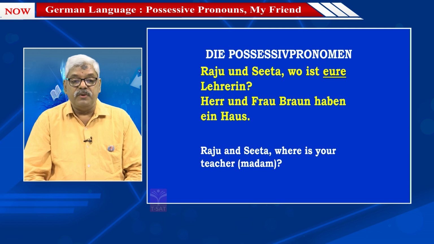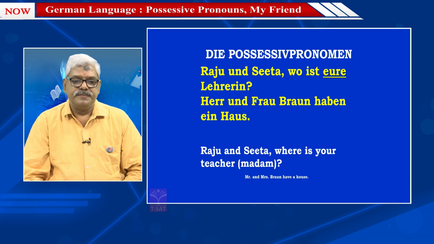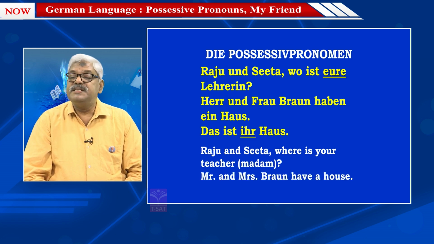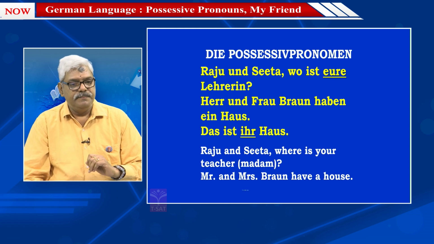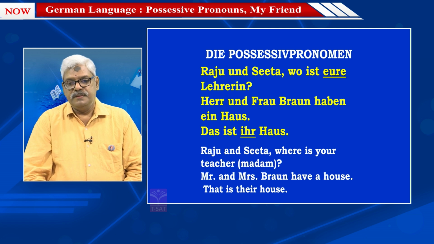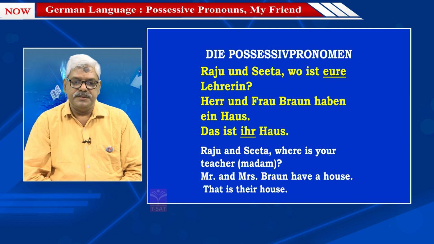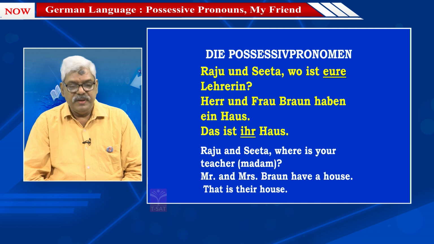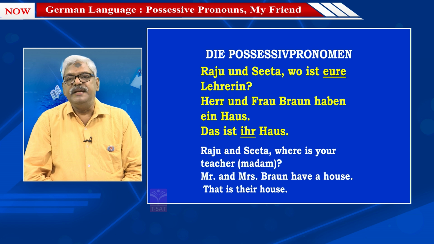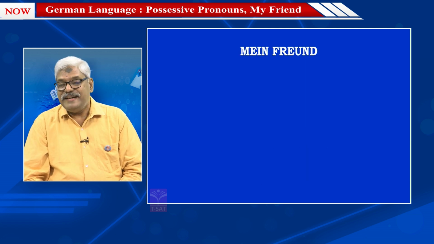Herr Braun und Frau Braun haben ein Haus. Mr. and Mrs. Braun have a house. Das ist ihr Haus. So, ihr refers to Mr. and Mrs. Braun. That is their house. So, don't be mixed up with the word ihr. You have to be very careful where you are using it. So, Raju und Sita, wo ist eure Lehrerin? Herr und Frau Braun haben ein Haus. Das ist ihr Haus.